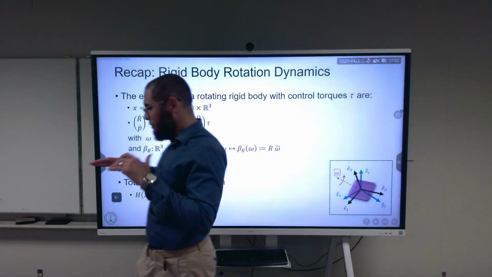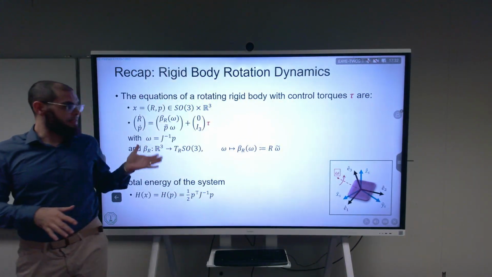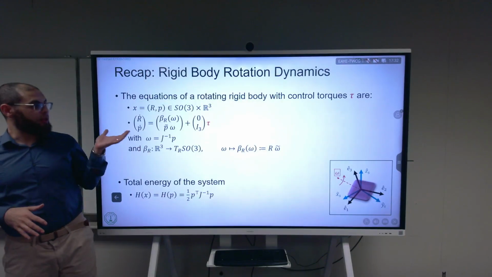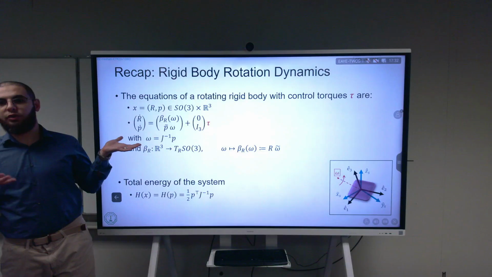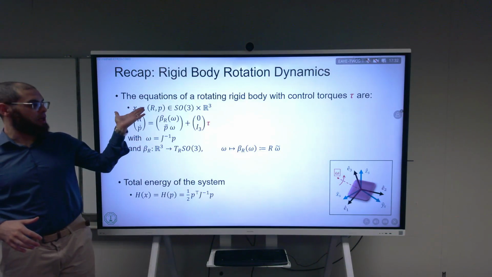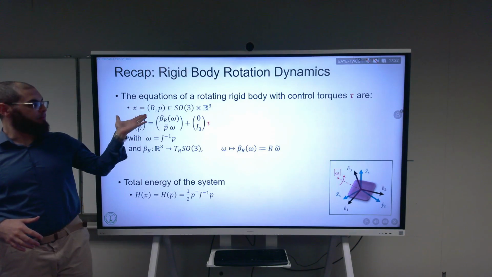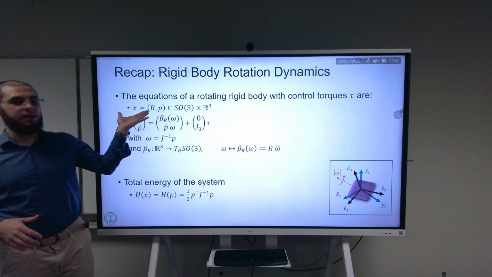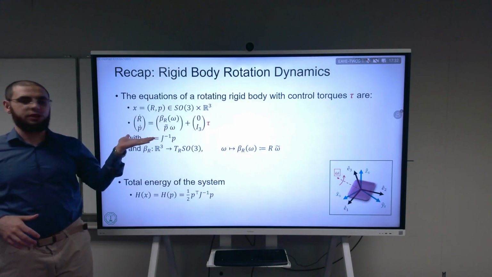Recap. We started looking at these equations of motion that describe a rigid body rotating in its own place. So no translation. The state here is R, the rotation of the body, the orientation of the body. P is the angular momentum. The equation of motion is given by this equation.